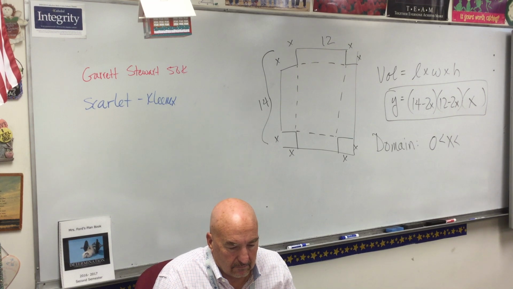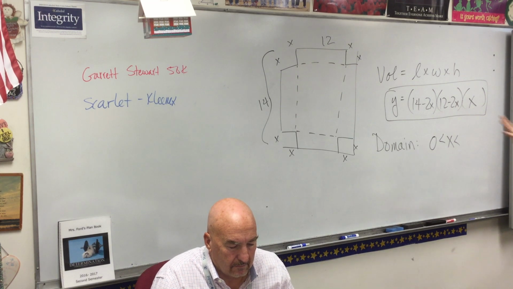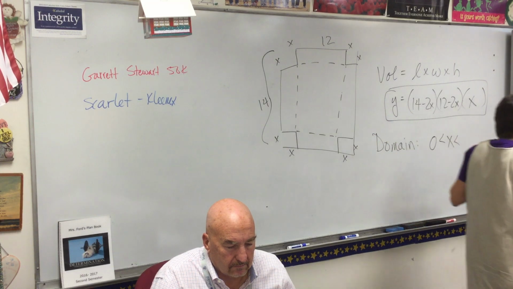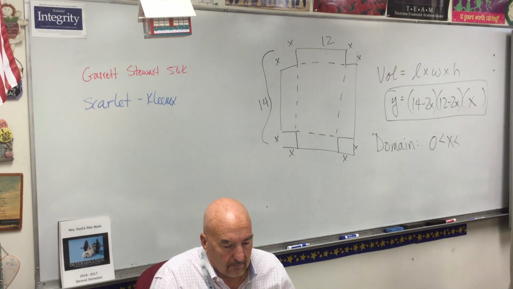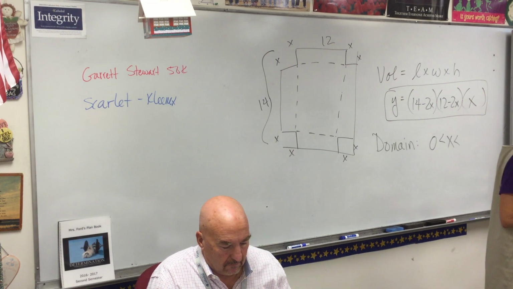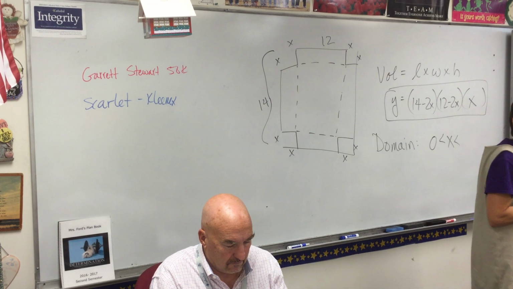Now, what about an upper bound? Think about this piece of paper right here. Could x be 50? No. Why not? It can't be bigger than 14. Okay, the biggest dimension is 14, right? So let's talk about this. Could x be 10?